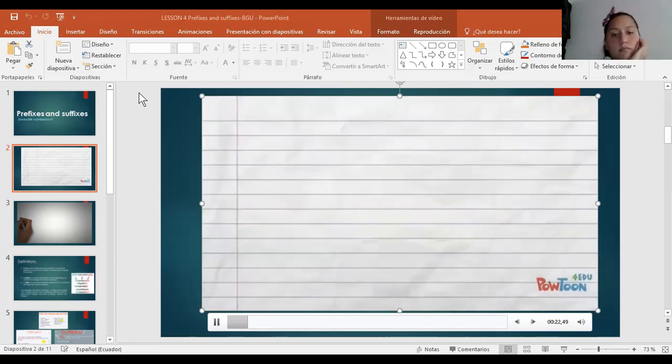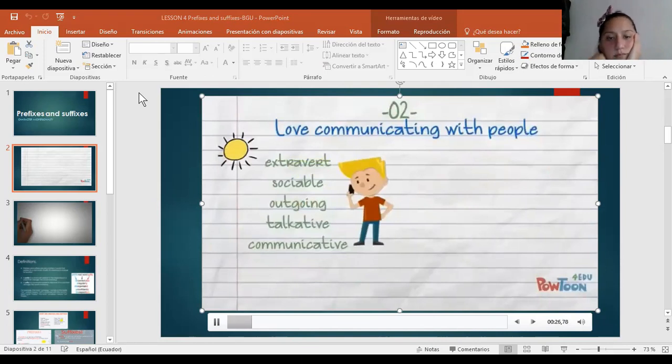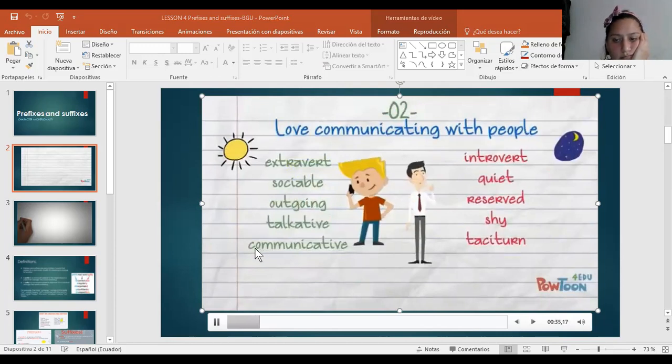If you love communicating with other people, you are an extrovert, which means you're sociable and outgoing. People who like talking are talkative and communicative. If you don't like communication, you are an introvert, which means you are quiet, reserved, shy, or taciturn.